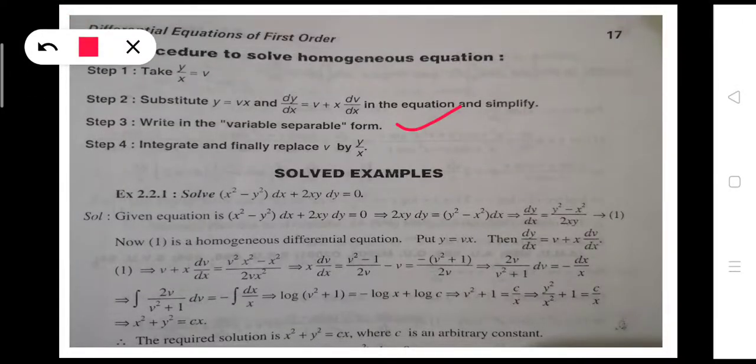And step 4: integrate and finally replace v by y by x. This is the procedure to solve the homogeneous differential equations.